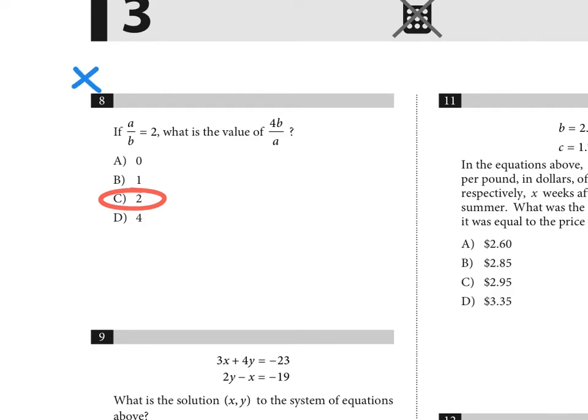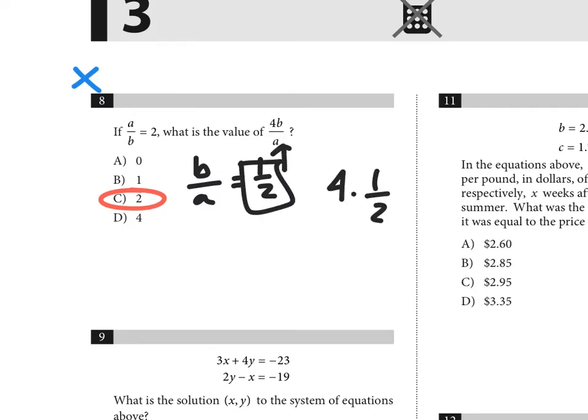Okay, so it says if A over B is equal to 2. This is the one that I thought we were on when we were on the first one. It's C. Yes, I got it. It's simple. What is the value of B over 4 times B over A? Now, if I wanted to find B over A, I would just take the reciprocal of 2, which is 1/2. Then I substitute 1/2 into B over A here, and I do 4 times 1/2, which is just 2.